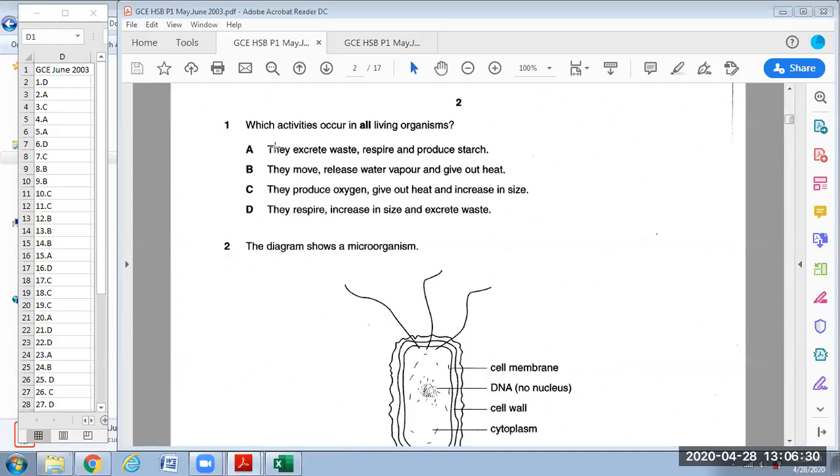Number 1. Which activities occur in all living organisms? So the answer is they respire, they increase in size, and they excrete waste. Increase in size means growth. Now if you read through all these other options, they don't match. Not all of them just produce oxygen. However, all of them respire. Remember, some have anaerobic respiration. So that is why the answer is D.